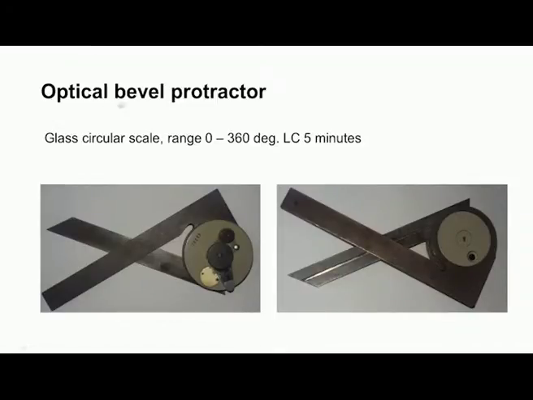So, another variation of the bevel protractor instrument is the optical bevel protractor. Here we can see there is a body which houses a circular glass scale which reads from 0 to 360 degrees. Again, the least count in this particular case is 5 minutes. You can see the peeping hole here. So, we have to keep the workpiece between these two blades.